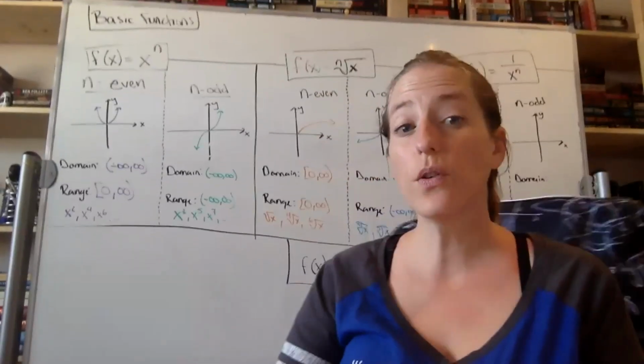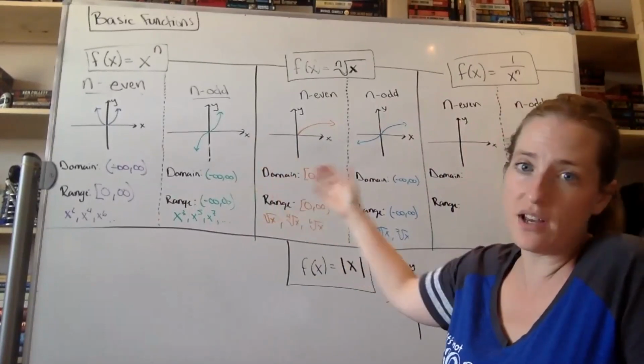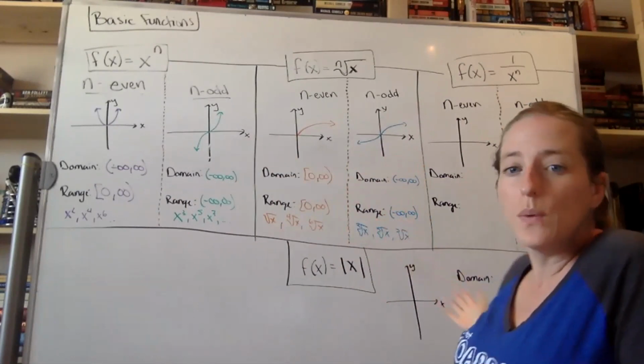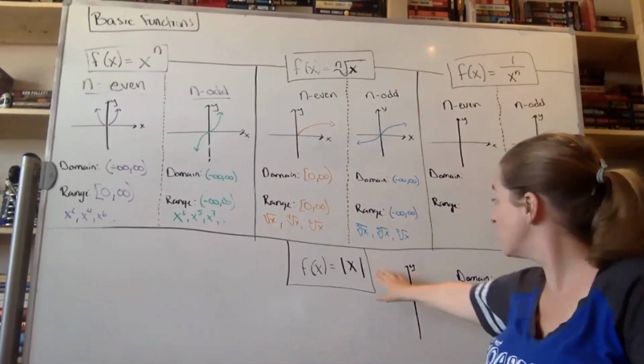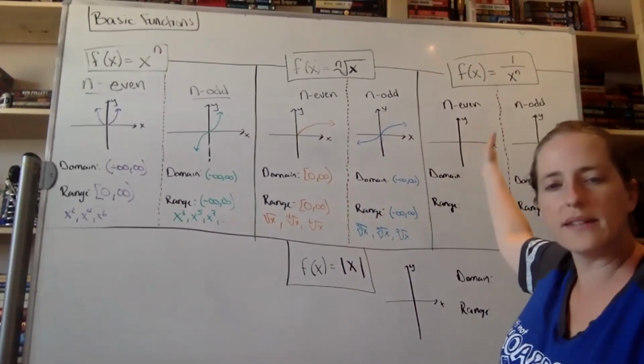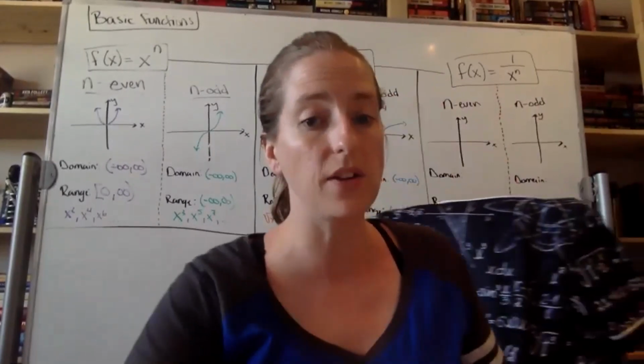All right, so far, we've got our basic shapes for x to the n when n is even and n is odd, and for our root functions, nth root of x when n is even and n is odd. We still need to get our basic shape for our absolute value graph, this guy, and for our basic rational functions, 1 over x to the n, where n is even and n is odd. We're going to actually start with our absolute value graph next.